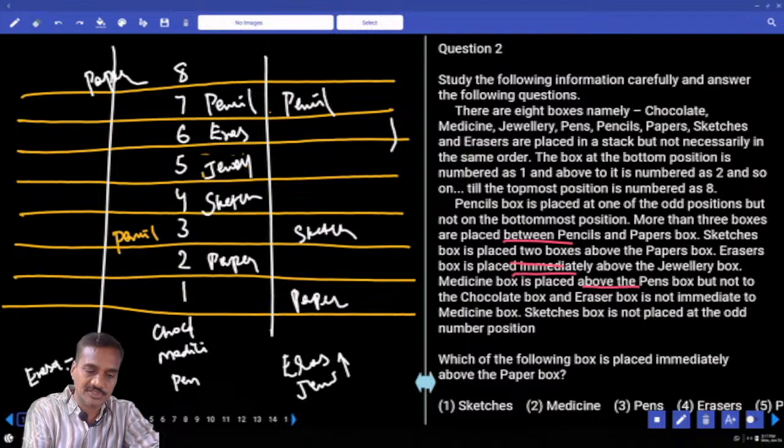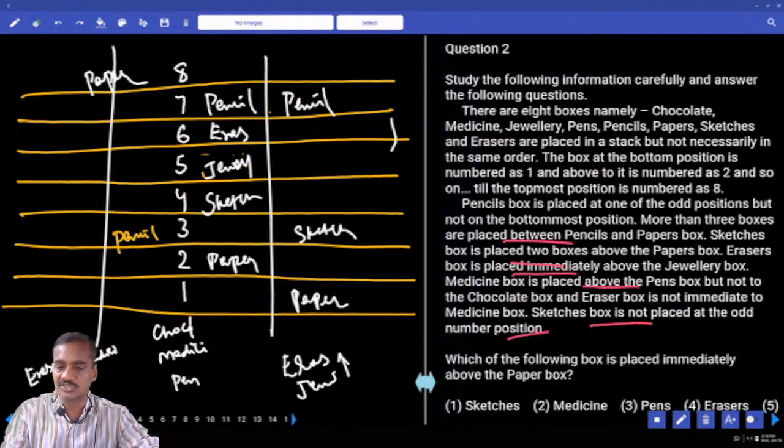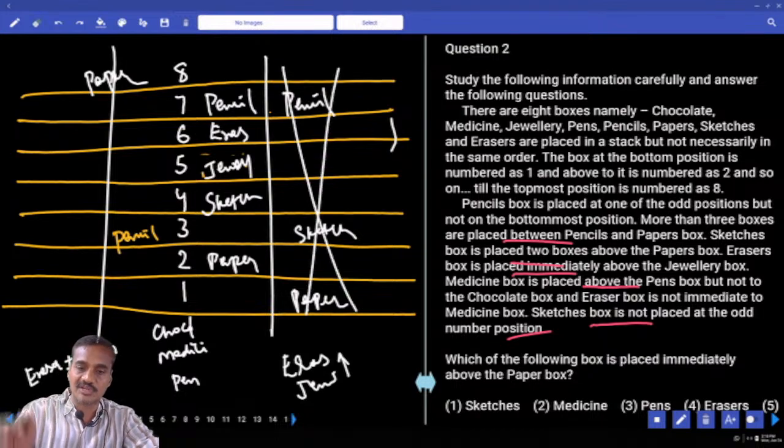Which 2 cannot be adjacent? Eraser and medicine cannot be adjacent. And sketches box is not placed at an odd number, isn't it? Now sketches not placed at an odd number, luckily this has gone. Now we have left with only 2.